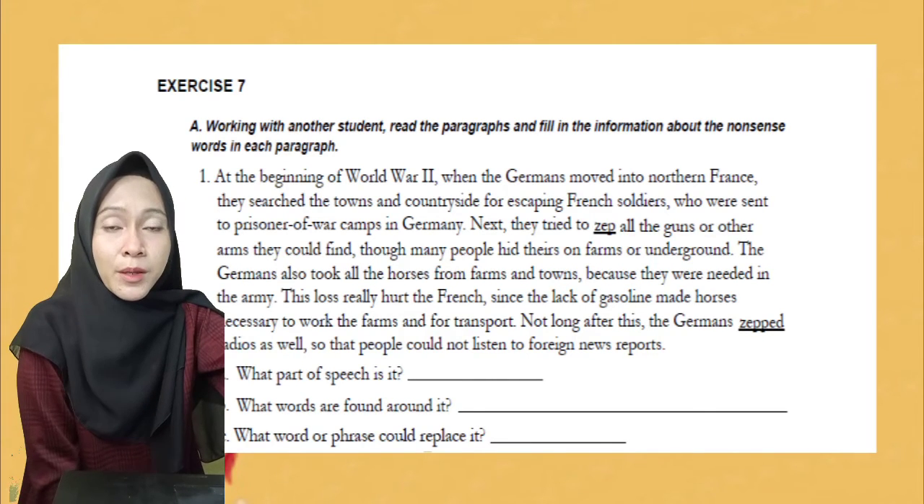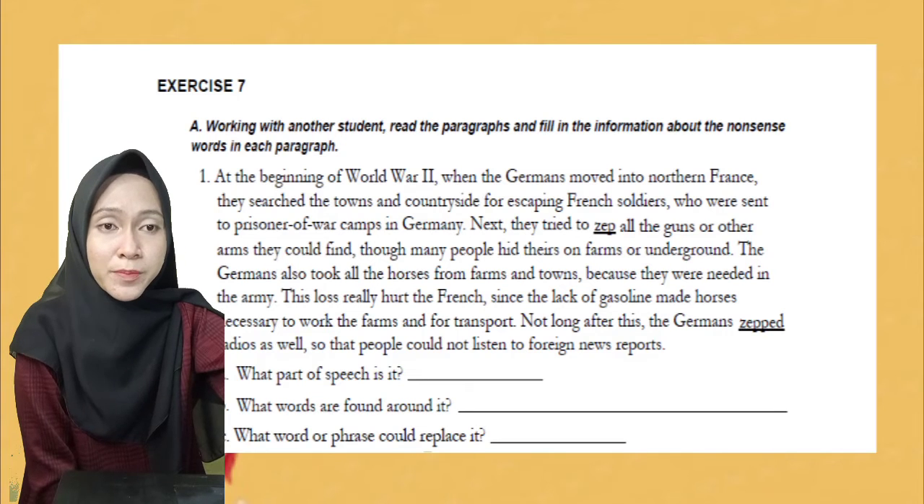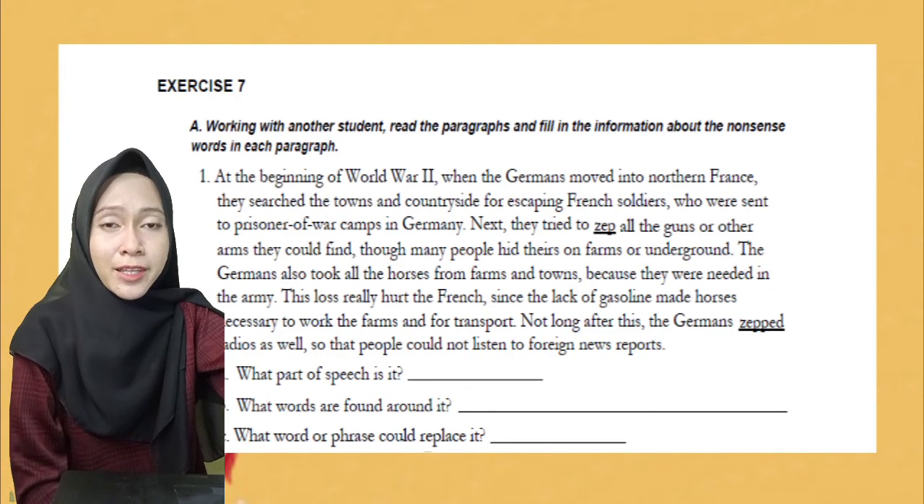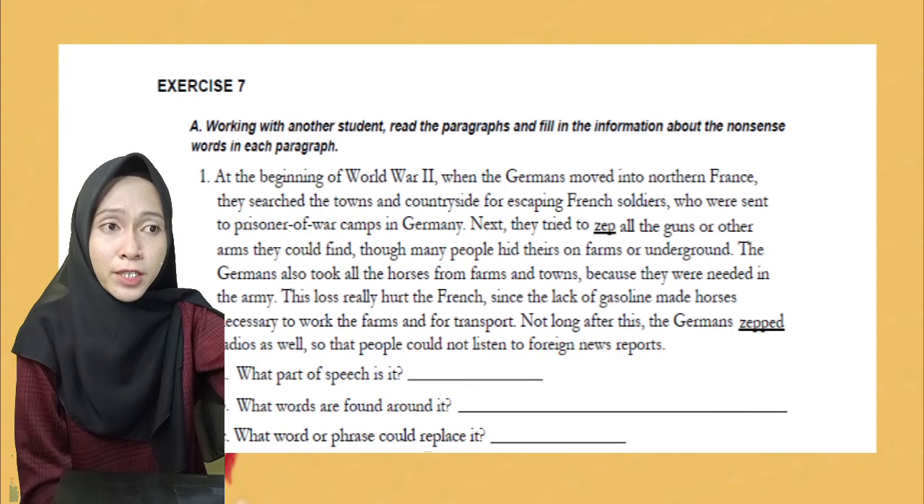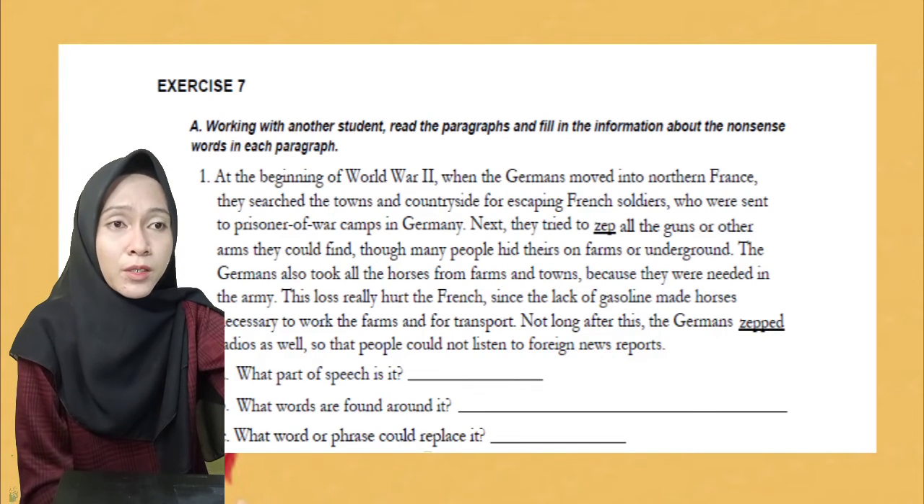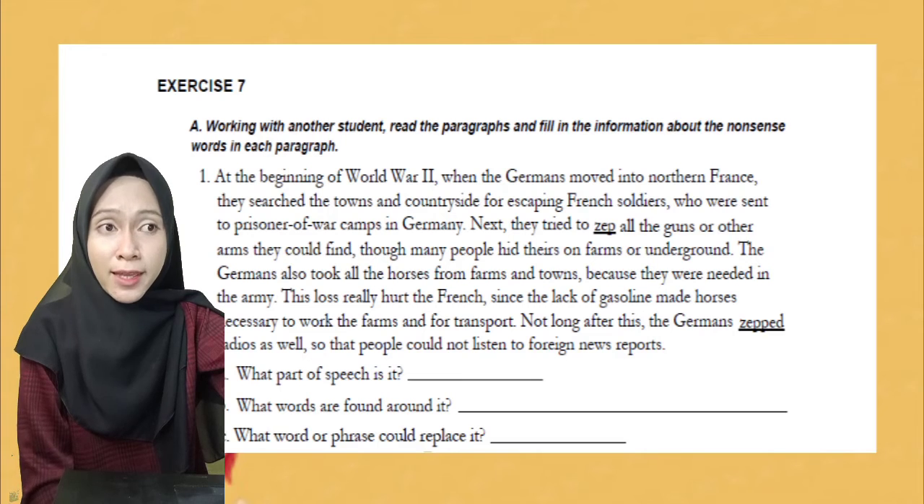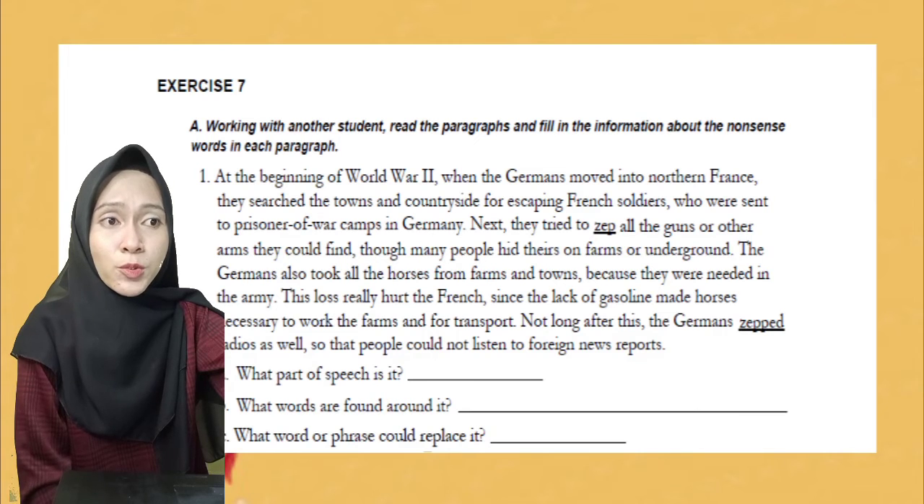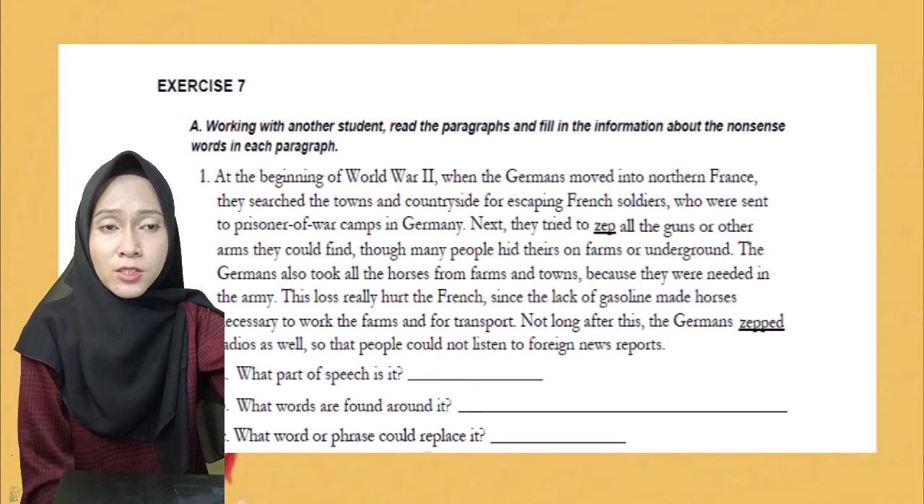Okay, so now we are going to answer the questions. Before I answer the first question, I think we need to answer the last question first. The question is, what word or phrase could replace it? We need to focus on the underlined word, which is zapped. So I think we need to replace it with take. It's going to be like this: Next, they tried to take all the guns or other arms they could find. True, many people hid theirs on farms or underground. And then, not long after this, the Germans took radios as well.